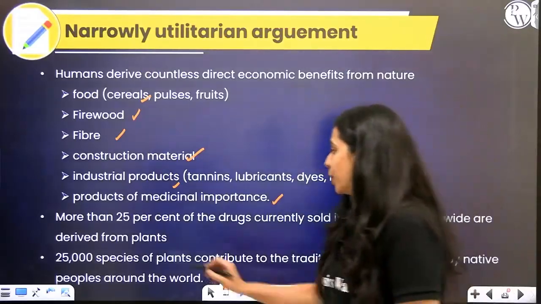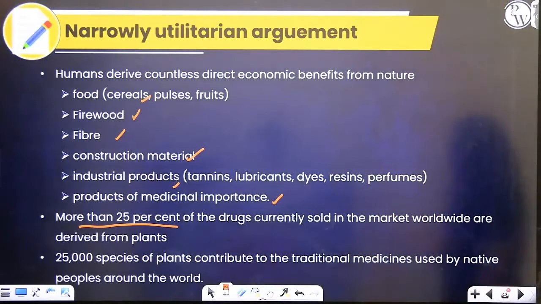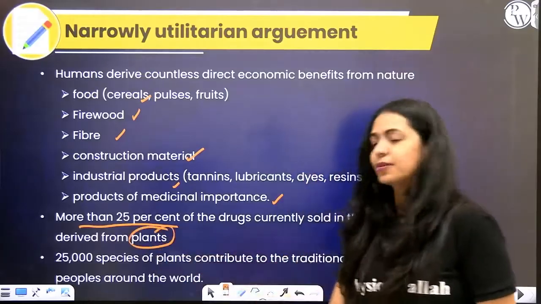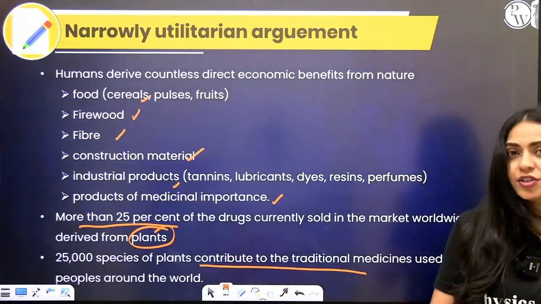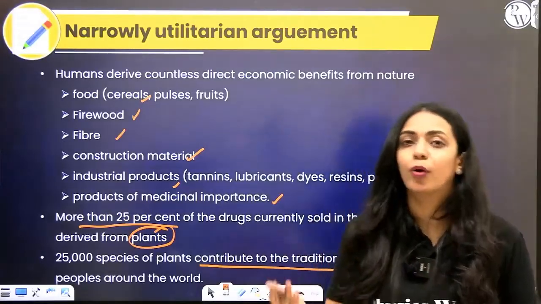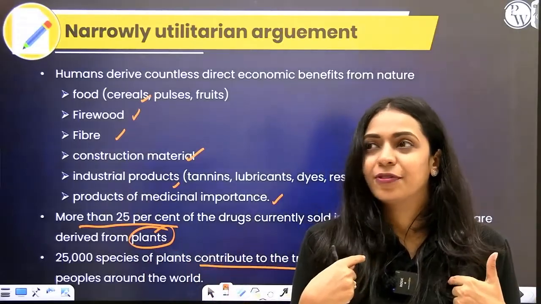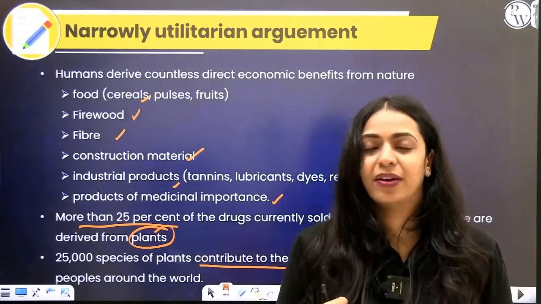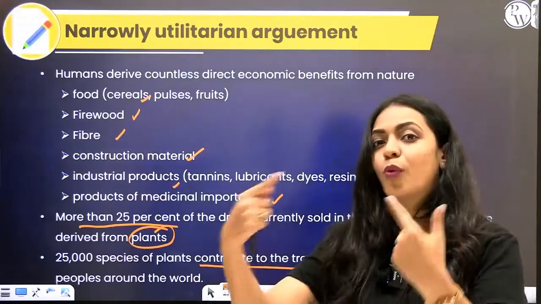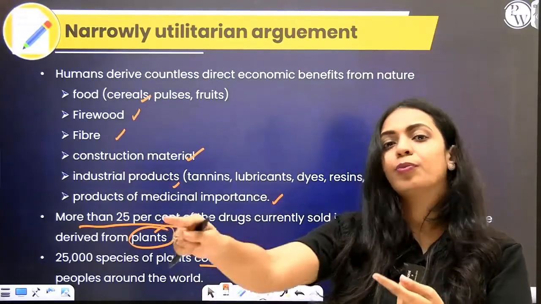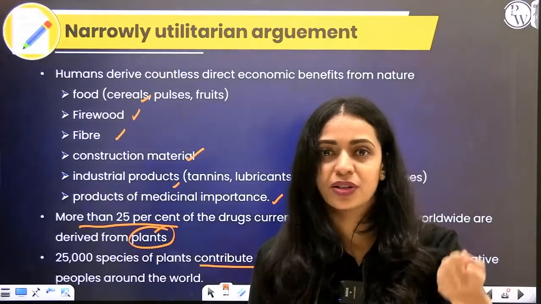In fact, more than 25% of the drugs that we currently sell in the market worldwide are derived from plants. About 25,000 species of plants are contributing to traditional medicine worldwide. So that's how important it is for us, because they benefit us, because we can derive things from the biodiversity. We should save them. Again, you're selfish here. You want to save it because you know that it will produce something that will be of use to you. That is one way to think about why you should conserve biodiversity.